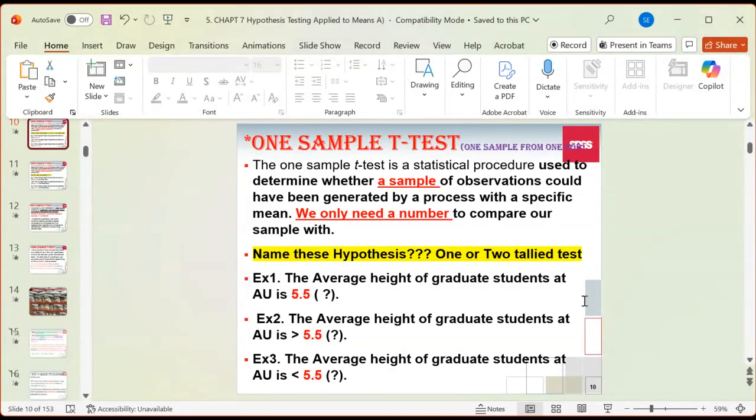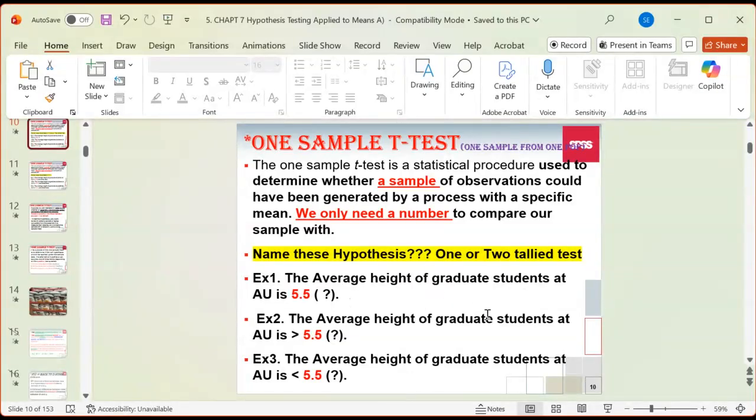The question says, name these hypotheses. Are these one or two tail tests? Back to refresh your memory about hypothesis testing, we said that if we are saying something is greater or less, it's a one tail hypothesis, which is called a directional hypothesis. But if we're not saying greater or less, then it's a two-tail hypothesis or non-directional. This is something you need to remember, especially for your comprehensive exam question.